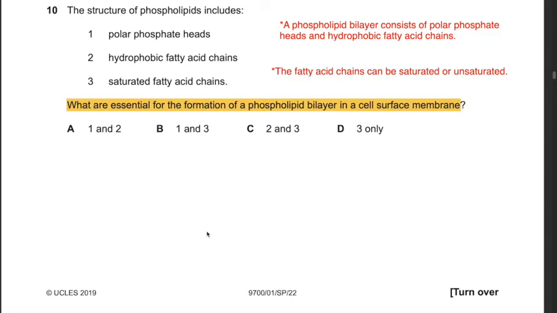Again, why is 3 incorrect? Because 3 mentions saturated fatty acid chains, and that is not essential because fatty acid chains can either be saturated or unsaturated. However, the other two are important in the formation of a phospholipid bilayer.